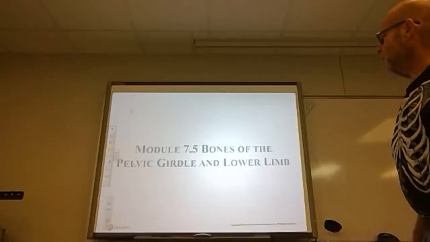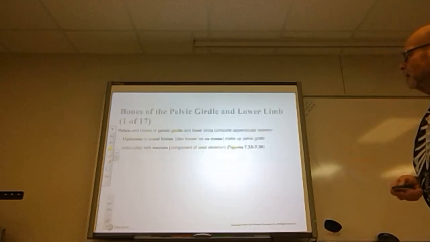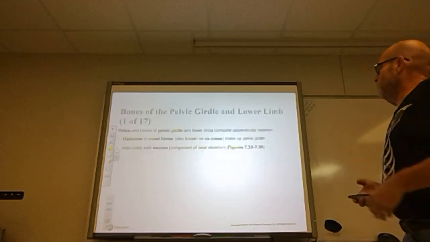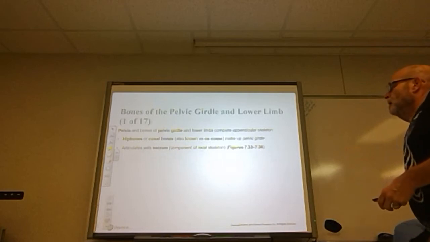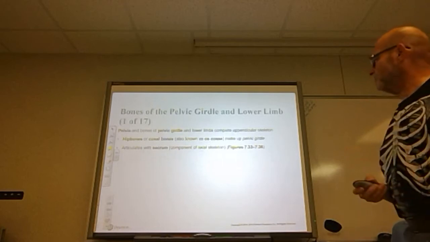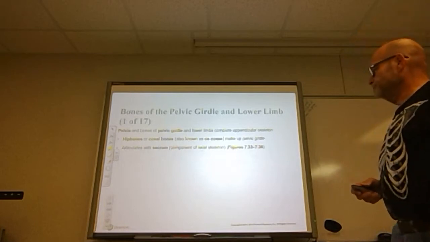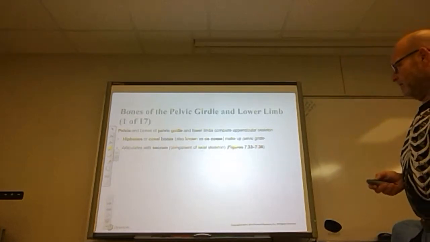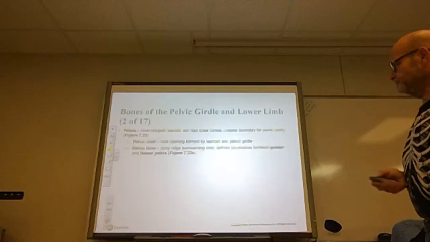All right, so bones of the pelvic girdle and lower limb. The pelvis and bones of the pelvic girdle and lower limbs complete the appendicular skeleton. The hip bones or coxal bones, also known as the os coxae, make up the pelvic girdle. They articulate with the sacrum, which is a component of the axial skeleton.